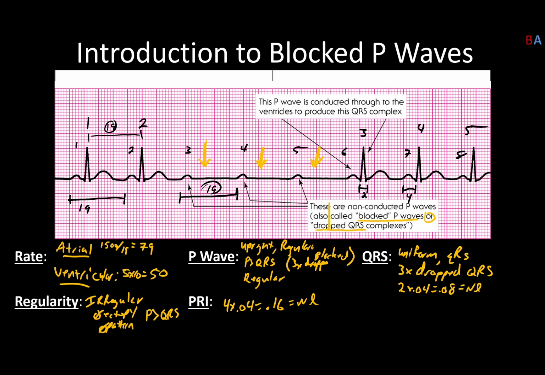And that's normal. For all intents and purposes, I have a normal atrial rate, but I have a bradycardic ventricular rate. I have normal P waves, but some are blocked, normal PRI. My QRS is normal, except I have 3 dropped QRS complexes. And what we wind up calling this one is sinus bradycardia.